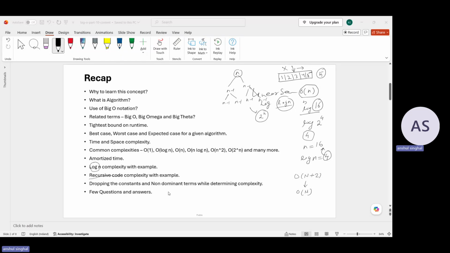And likewise, we also learned another important point, which is dropping the non-dominant terms. So what it means is that if our complexity is coming out as order of n square plus n, then we can just drop the non-dominant term and the complexity we can say is order of n square, right?